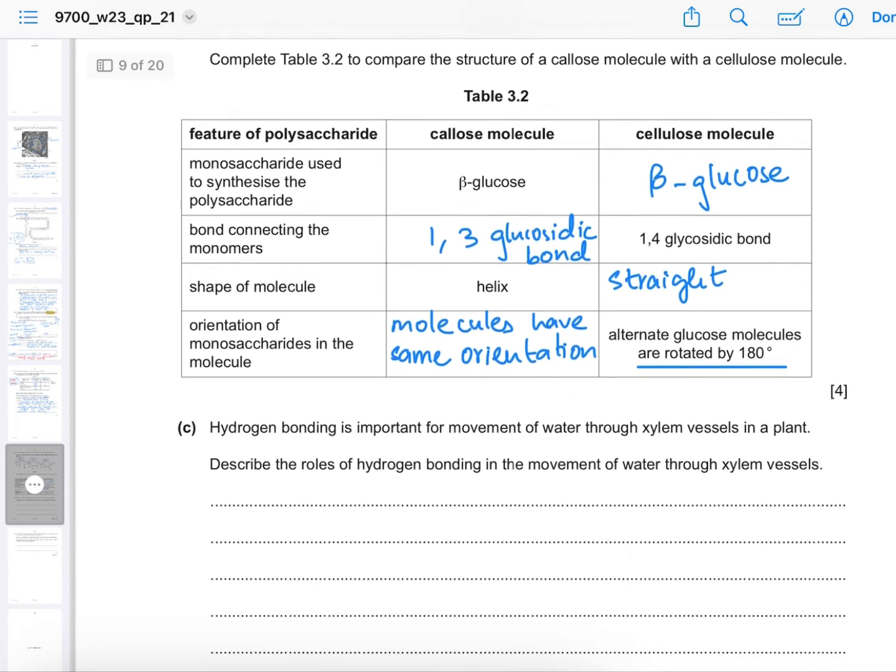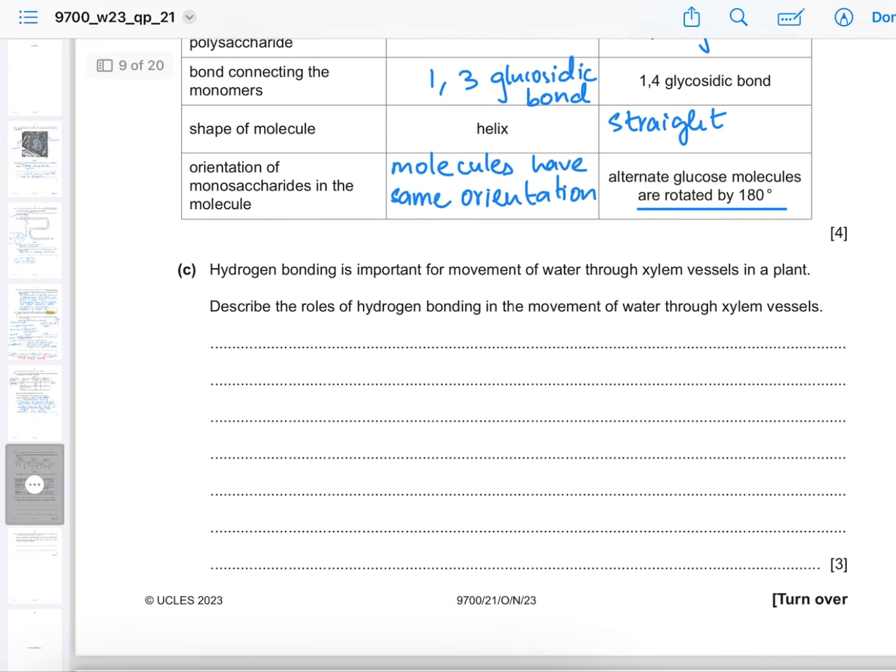Part C. Hydrogen bonding is important for the movement of water through xylem vessels in a plant. Describe the roles of hydrogen bonding in the movement of water through xylem vessels. Here you need to know the role of hydrogen bonding in transpiration, as it's because of the loss of water vapor through transpiration that causes water to move up the xylem vessels.